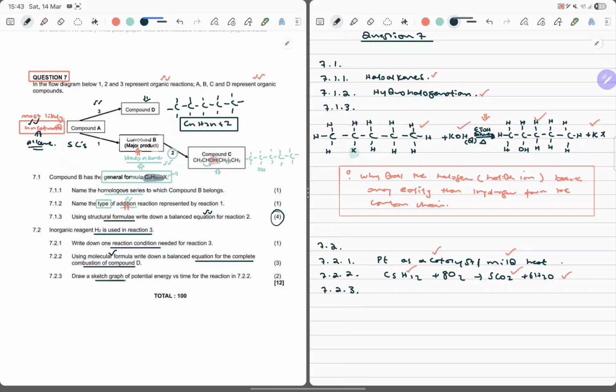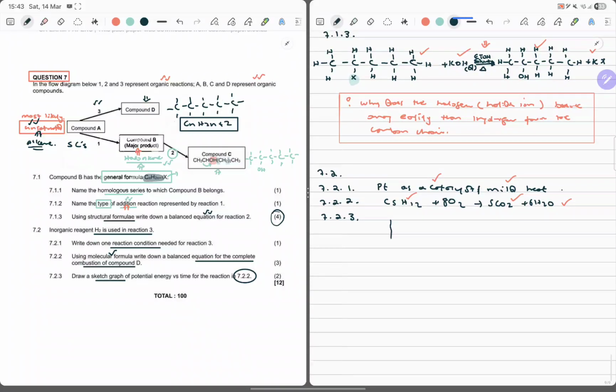Now draw a sketch graph of potential energy versus time of the reaction of 7.2.2. Oh guys, do you see now reaction rates and stuff? We know that these are highly exothermic reactions. Although we start them, they don't start on their own, but once started, they pretty much continue by themselves. So we end up with the energy of the reactants.